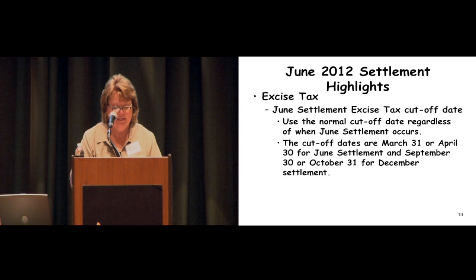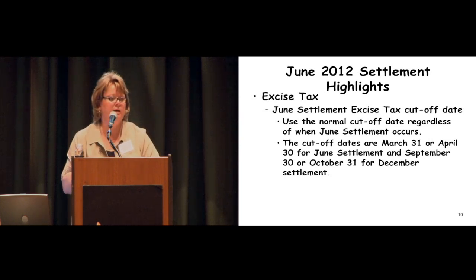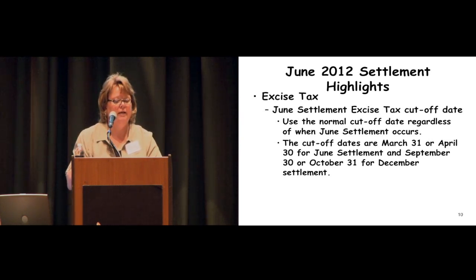For June settlement, the excise tax cutoff date: you're going to use your normal cutoff date regardless of when June settlement occurs. The cutoff dates are March 31st or April 30th for June settlement, and September 30th or October 31st for December settlement. If you recall, last fall Dan talked about that change because of the 14-day lag time with your BMV dollars. Backing it up a month on those cutoff dates will allow you to get things done a little sooner than waiting that 14 days, which would delay your settlement some.